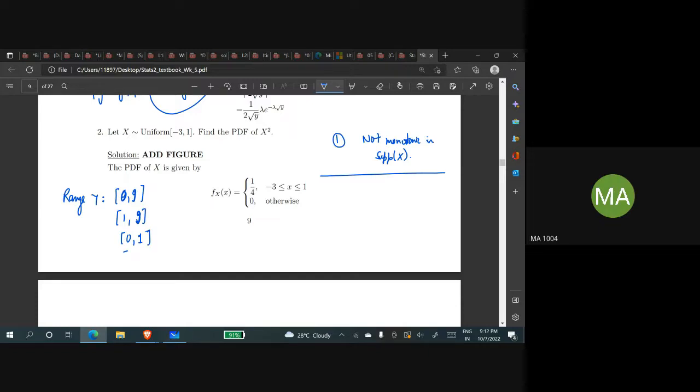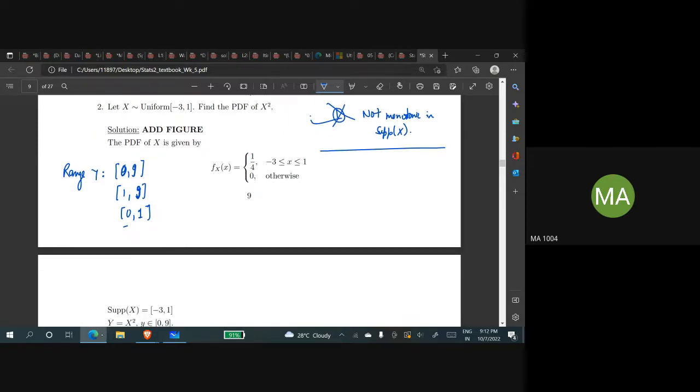So first of all, you all are convinced that x squared is not monotonic in the support of x, right? All right. So we are not going to look at this method. Now let's move to how we approach it using the CDF approach.